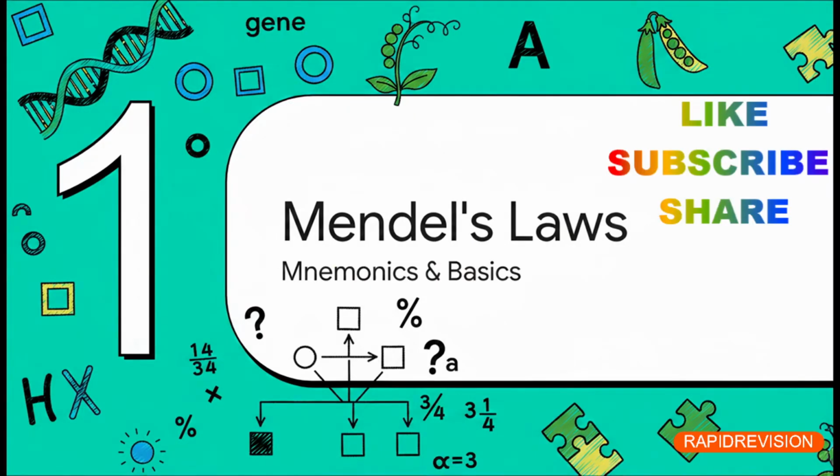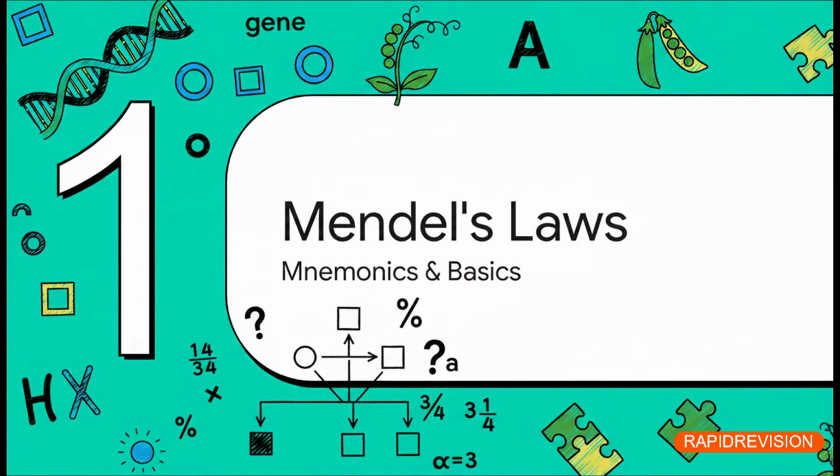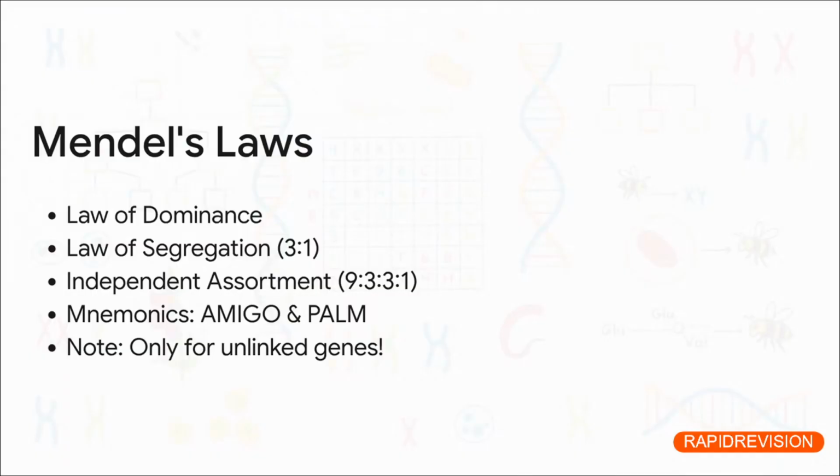Section 1, Mendel's laws and mnemonics. Let's get into the basics. See, basics strong होंगे. So we can essentially distill all of that complex crossing data down to Mendel's 3 core principles. First up, the law of dominance. This one's simple. In a heterozygous pair, one allele is just going to completely mask the other. Second, we have the law of segregation, meaning alleles separate during gamete formation. This is what gives us that classic 3-to-1 phenotypic ratio in a monohybrid cross. And third, the law of independent assortment, which tracks 2 genes to give us that famous 9-to-3-to-3-to-1 dihybrid ratio. Now, to keep all these straight under intense exam pressure, you can use the mnemonics AMIGO and PALM to really lock your ratios in.